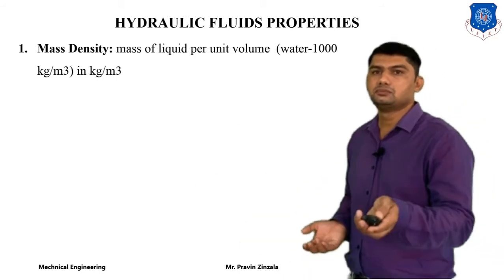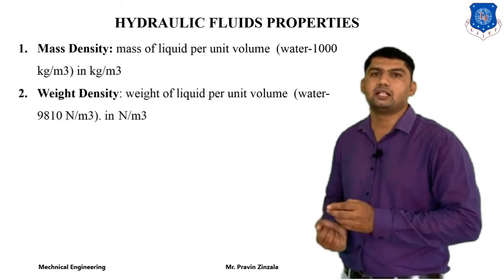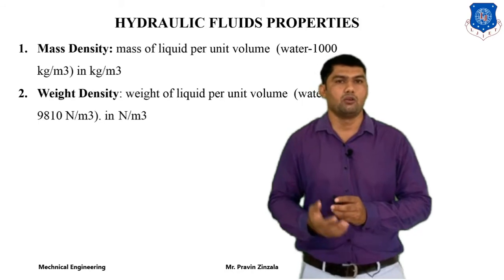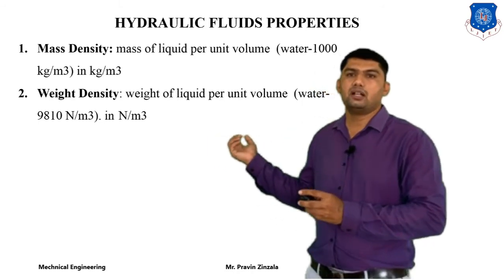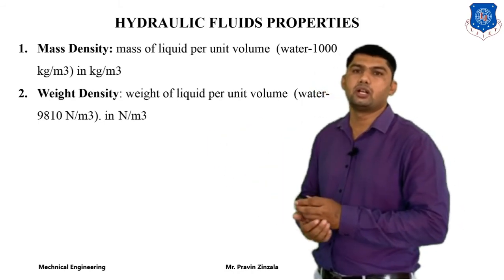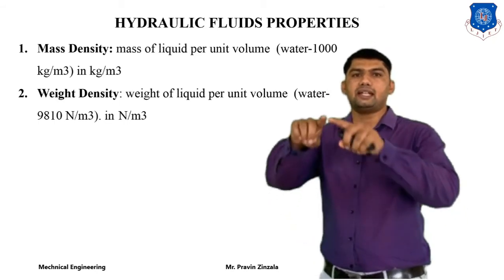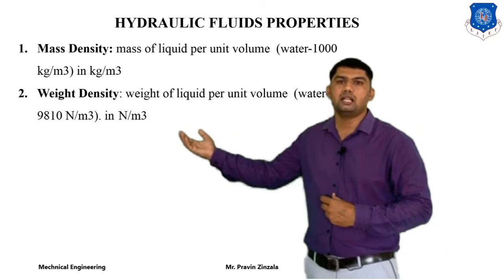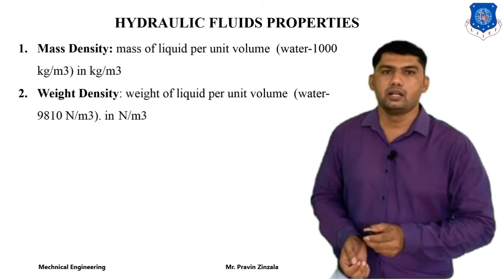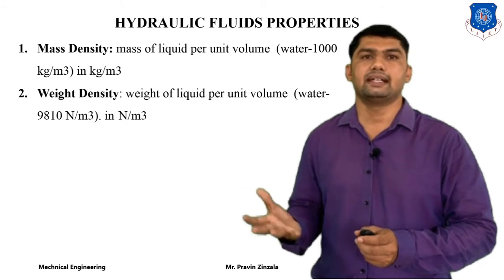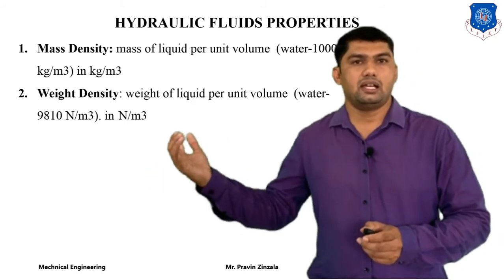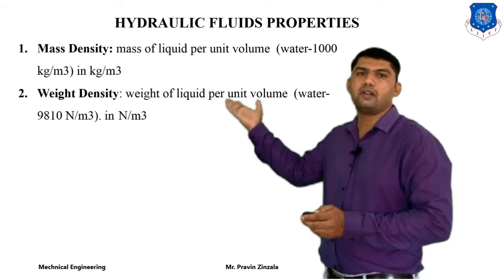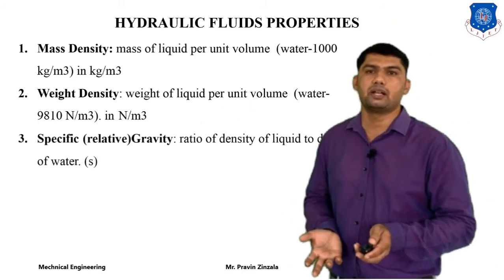Second property is weight density. Weight of liquid per unit volume is called weight density. For water, its value is 9810 Newton per meter cube. If you take a 1 meter cube volume, the weight of water will be 9810 Newton. So it's called weight density. Different liquids have different weights, and as per the requirement we have to select the weight density of different hydraulic and pneumatic fluids.